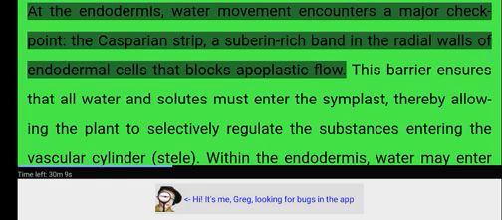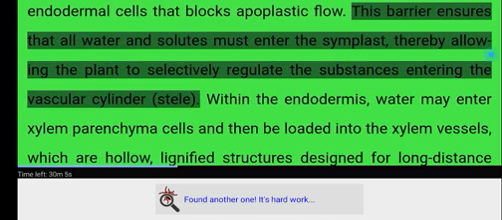At the endodermis, water movement encounters a major checkpoint, the Casparian strip, a suberin-enriched band in the radial walls of endodermal cells that blocks apoplastic flow. This barrier ensures that all water and solutes must enter the symplast, thereby allowing the plant to selectively regulate the substances entering the vascular cylinder, the stele.